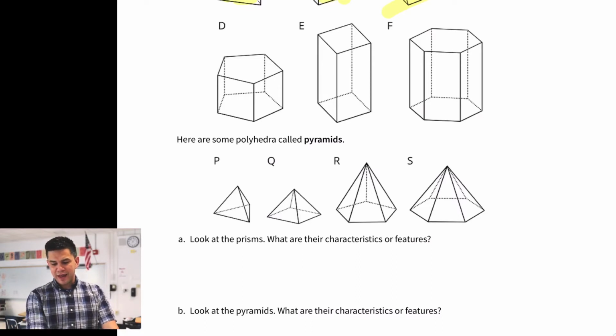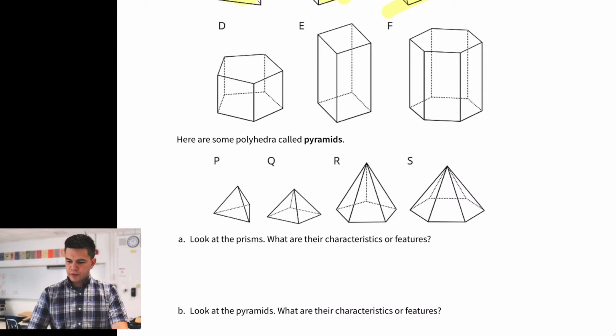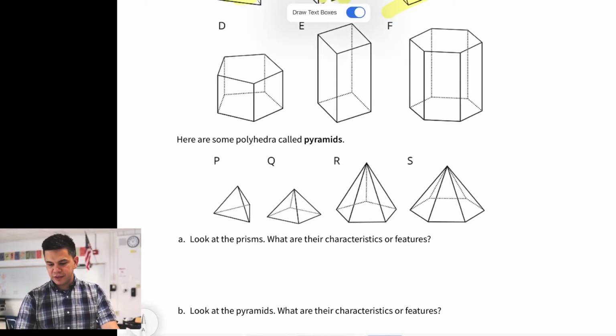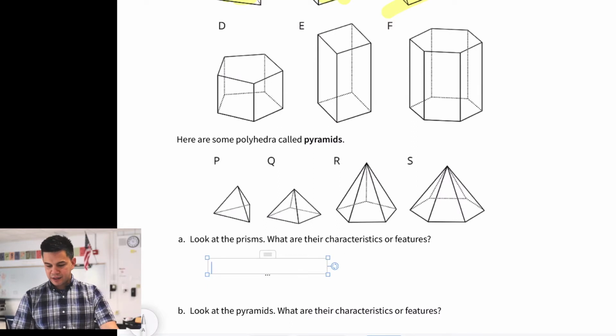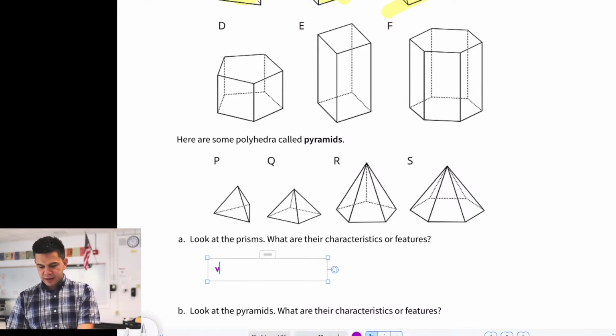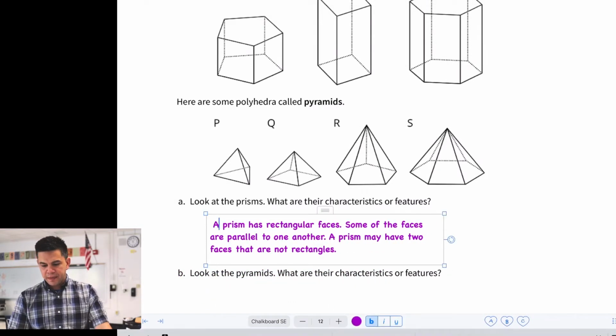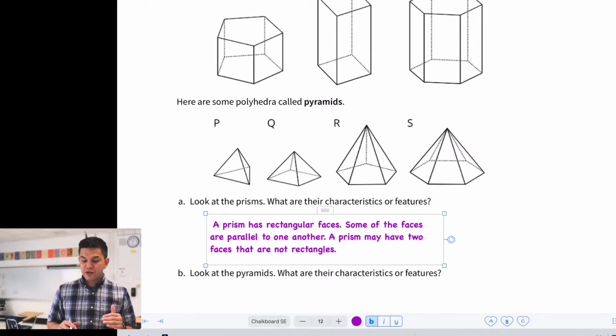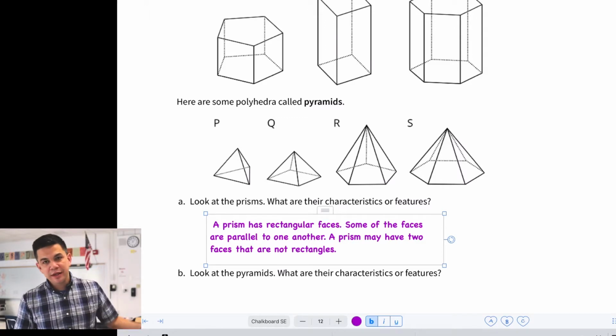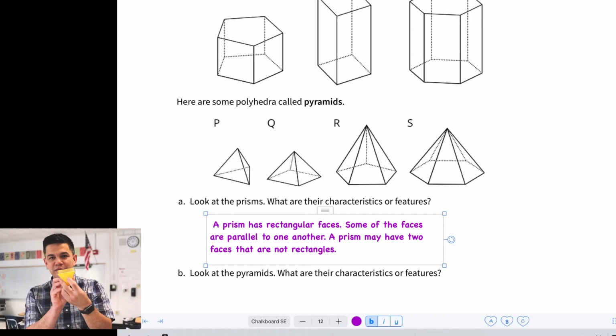All right, so let's look at the prisms. What are the characteristics and features of a prism? Let's take a look here. I'm looking at this, and I'm thinking that we can describe this as a prism has rectangular faces. Some of the faces are parallel to one another, and a prism may have two faces that are not rectangles. Here's an example of a prism that does not have rectangular faces. We call these bases. These are triangles, and the sides, these faces, are all rectangular.